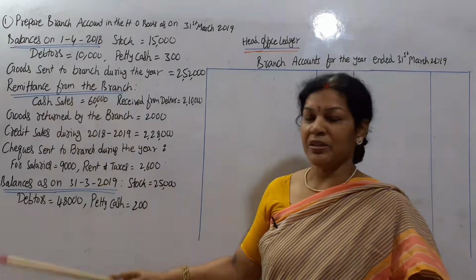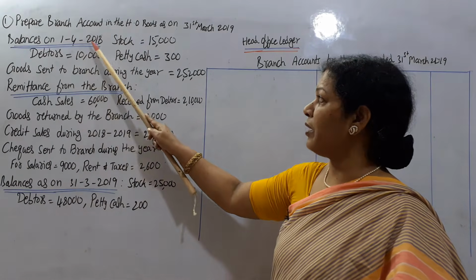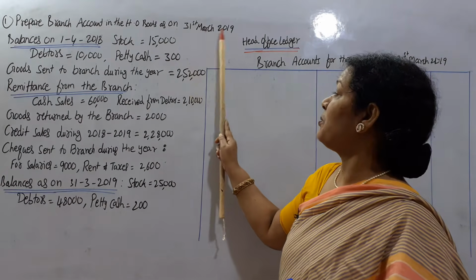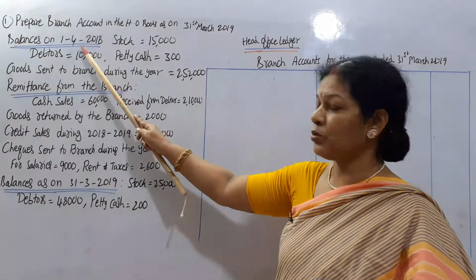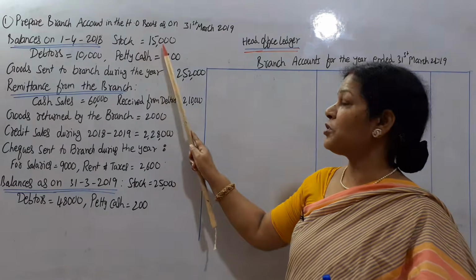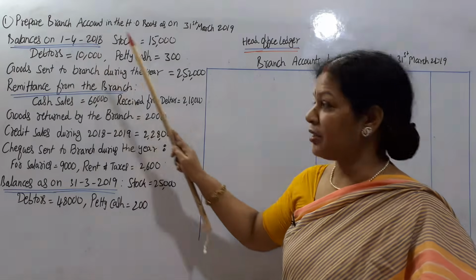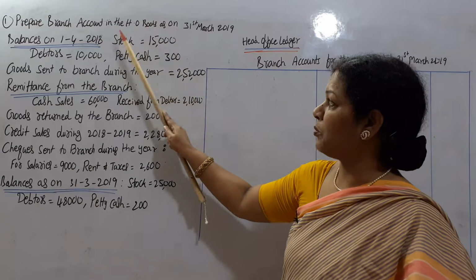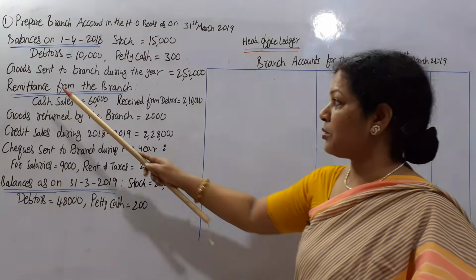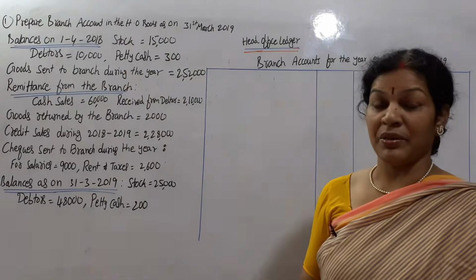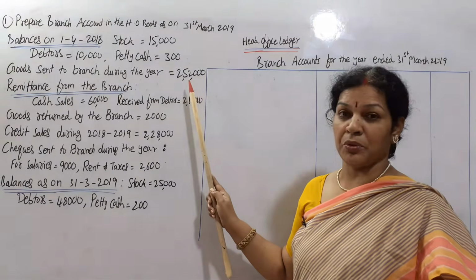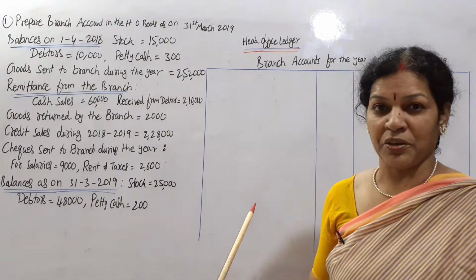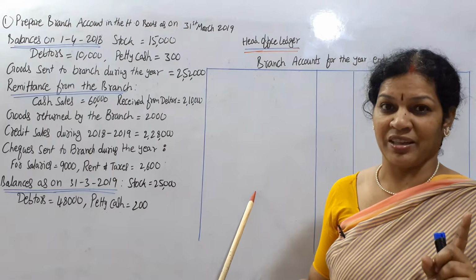What is the data given to us? First one is balances on 1/4/2018, meaning opening balances. This 31st March 2019 is the closing, so this is opening balances. What are the opening balances? Stock 15,000 we have, debtors 10,000, petty cash 300. Only these are the opening balances. Next, goods sent to branch during the year, 2,52,000. This comes on the debit side of branch account. Opening balance is also debit side of branch account as per the pro forma given in the last class, right?